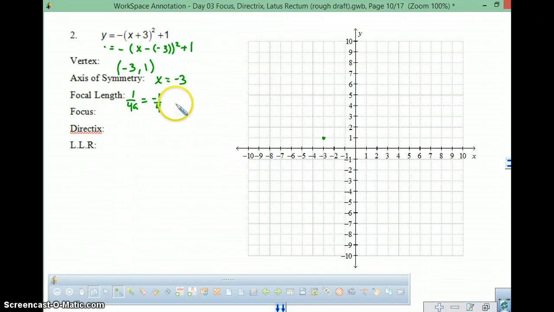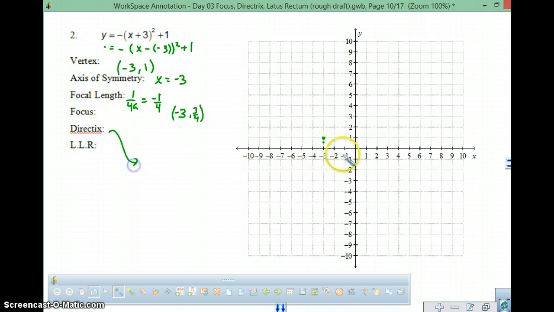So the focus becomes negative 3. We know it's still on that axis of symmetry. We take 1 plus negative 1/4, which becomes 3/4. So I'm going to negative 3, 3/4. There's my focus right there.